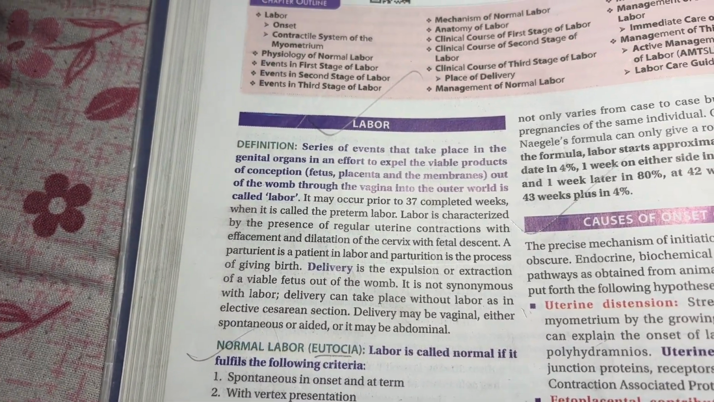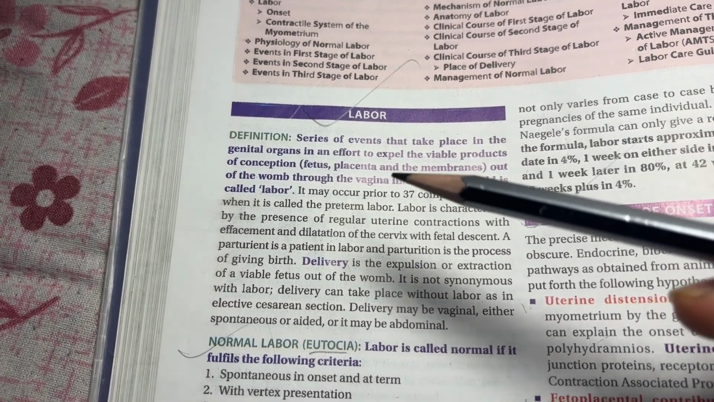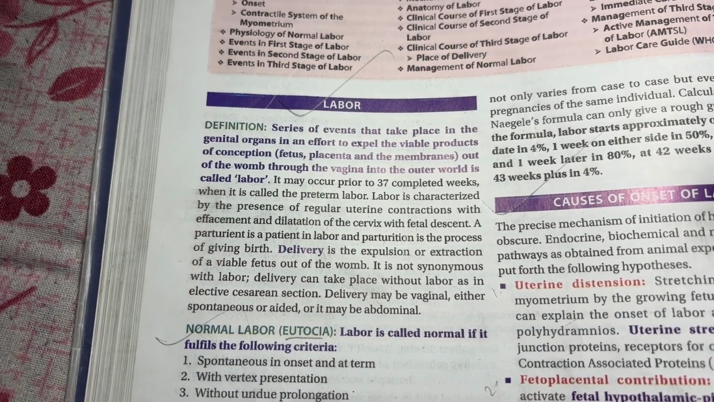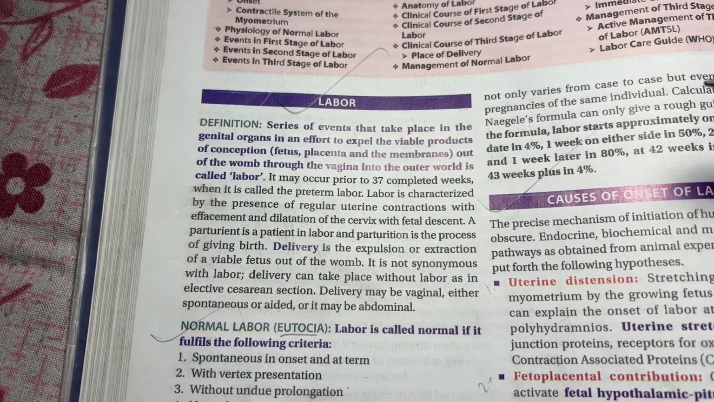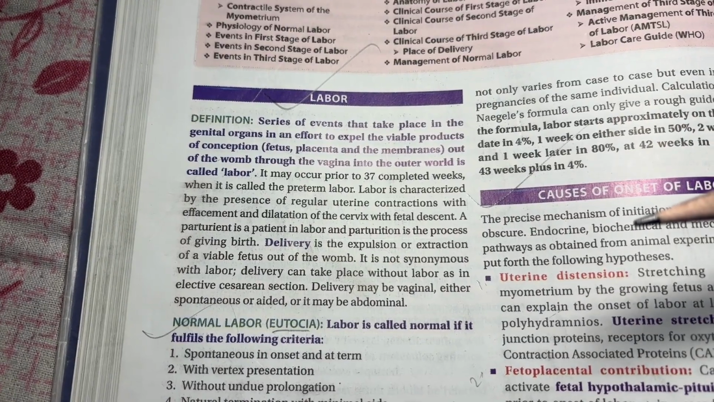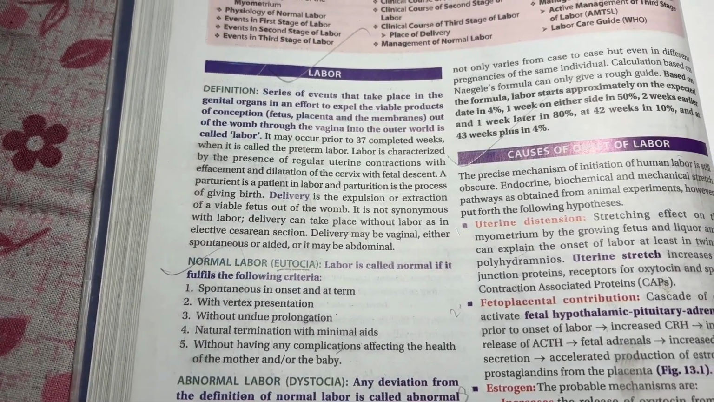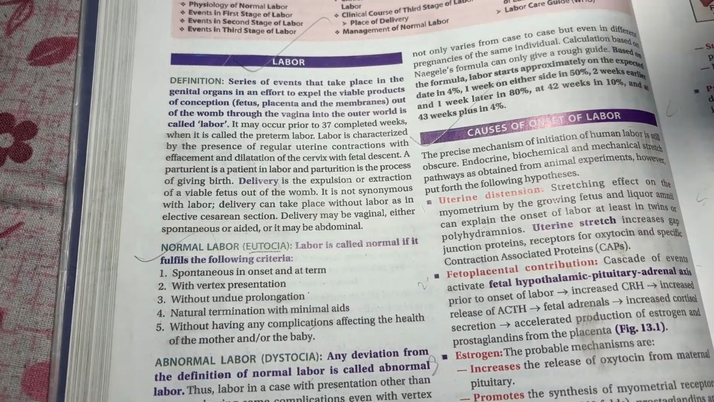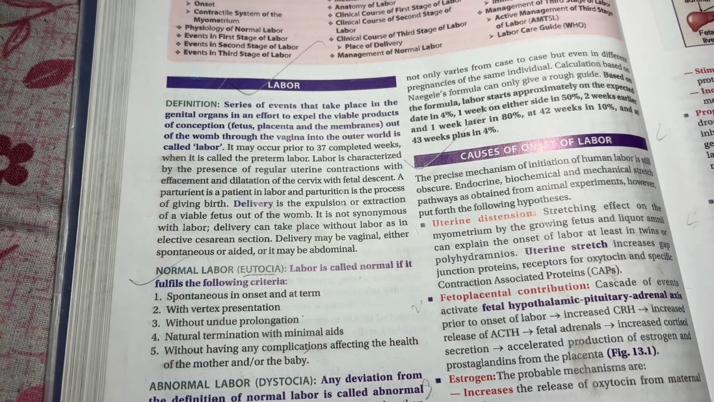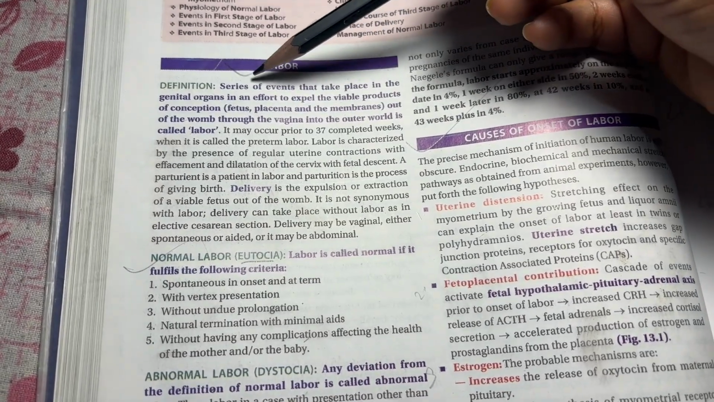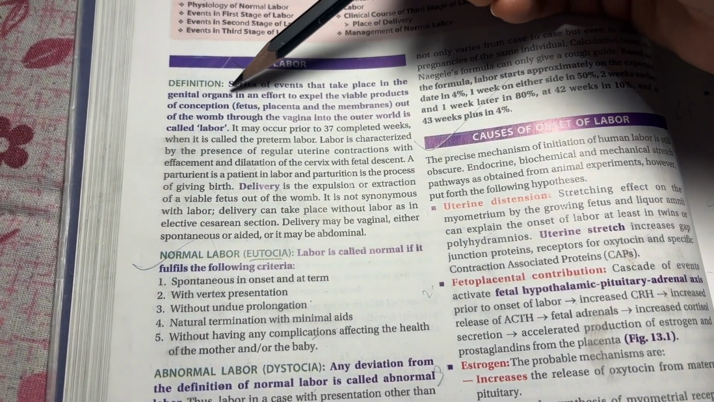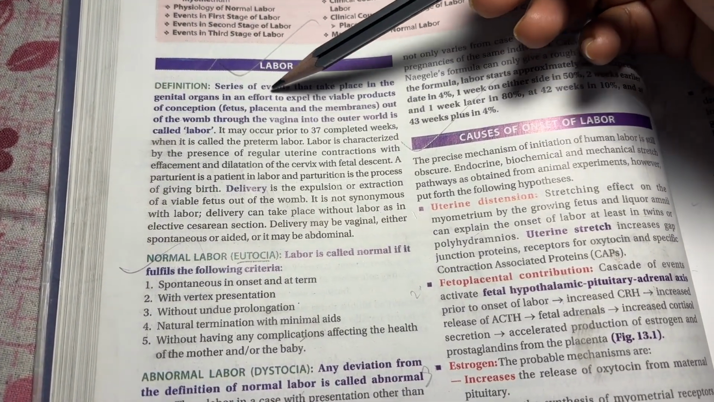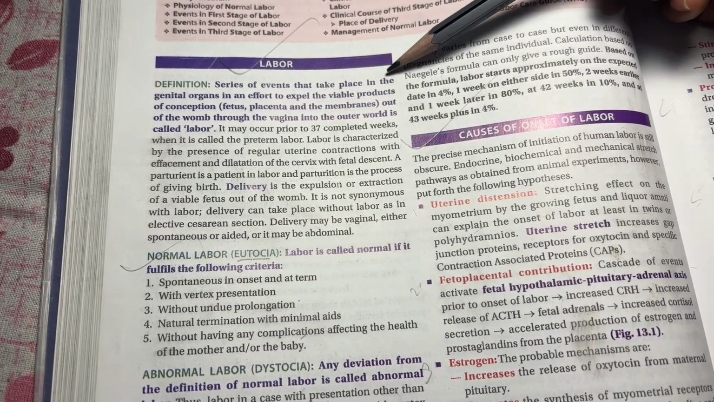It is the series of events that take place in the genital organs in an effort to expel the viable products of conception, fetus, placenta and the membranes out of the womb through the vagina into the outer world, is called labor. This definition we have to learn by heart. A series means it is serial-wise. It is a series of events that take place in the genital organs, in an effort to expel the viable products of conception.